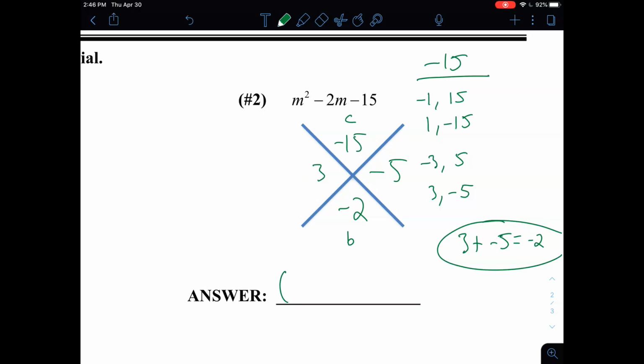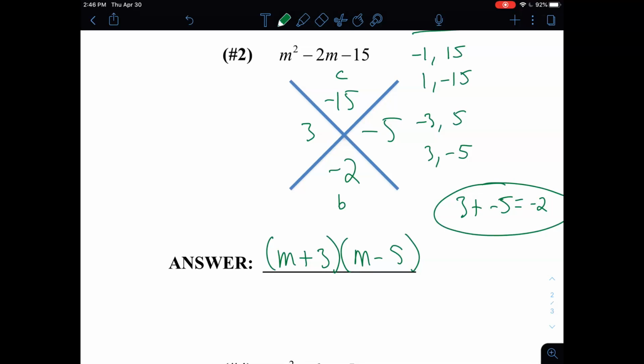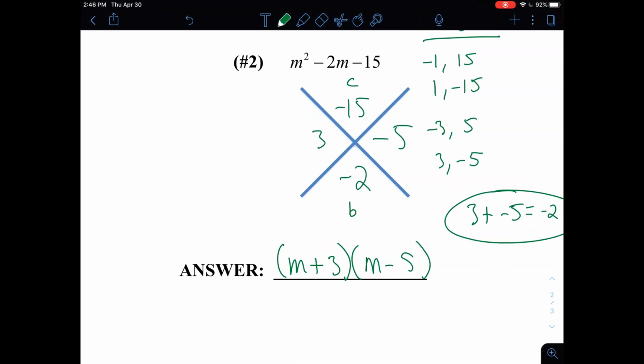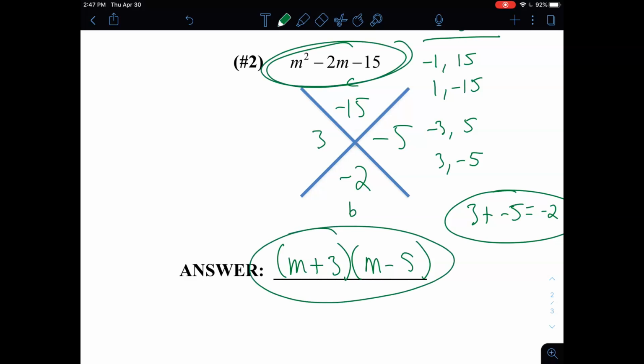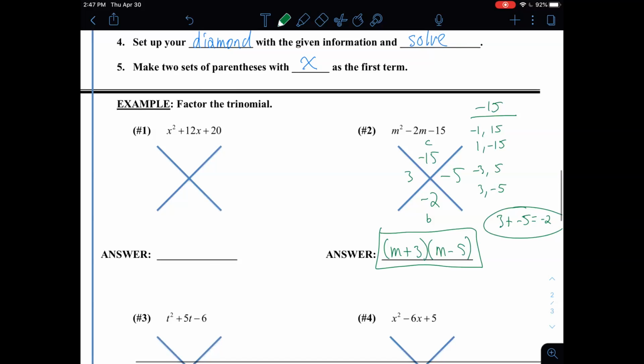It's going to be m plus 3. You're just going to put whatever the numbers are right there. m plus 3 times m minus 5. That is the final answer, okay? And the reason why this is the answer is because what we're trying to do is undo FOIL. And if you were to FOIL this again, you'd get back to this original problem right here, okay? We're not trying to guess what numbers work. We're trying to undo this and get back to a FOIL-looking type thing. We're trying to get to two binomials. So the final answer is going to be m plus 3 times m minus 5.